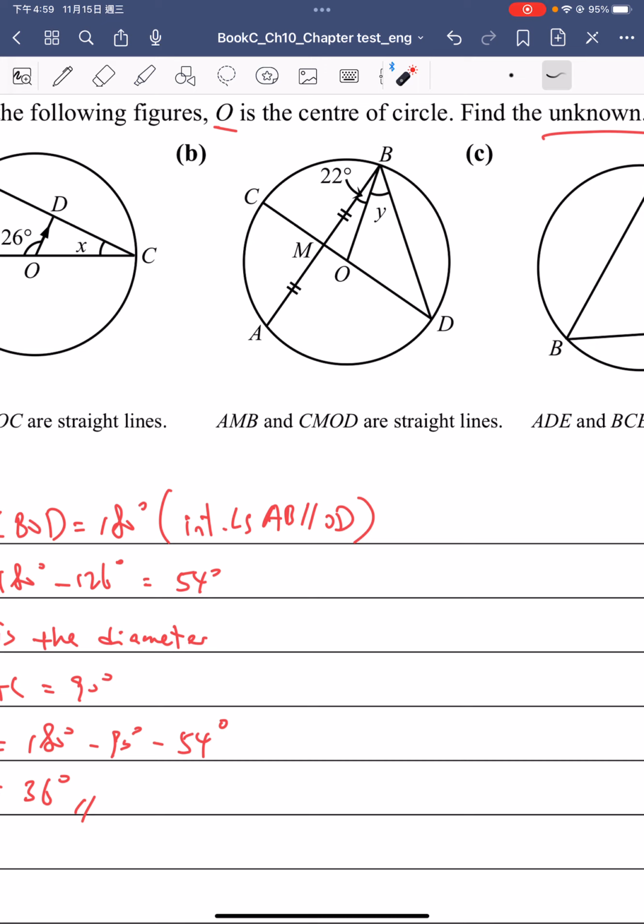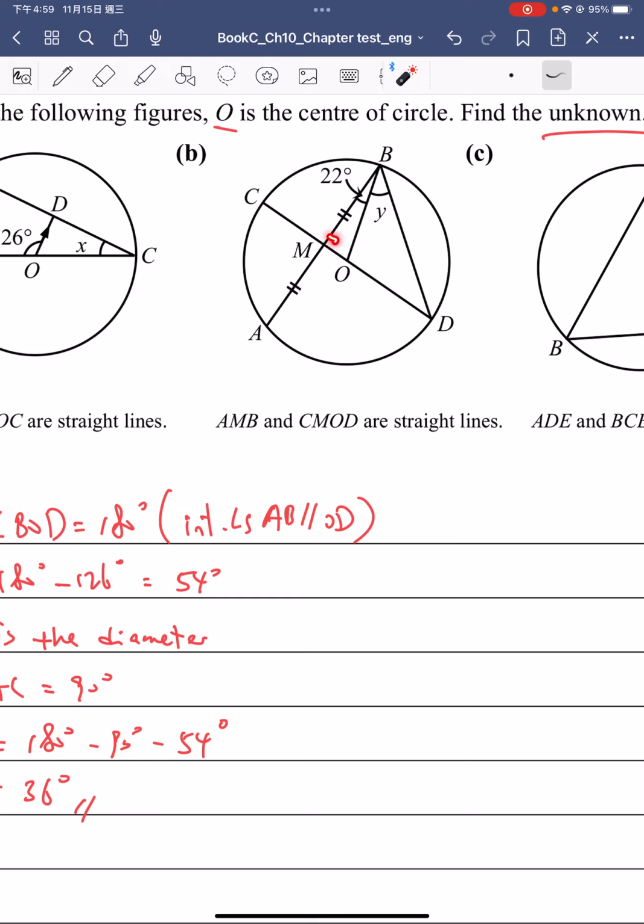Because if we have two lines bisected, then we can say these two lines are actually perpendicular. So first of all, as OB and OD are the radius, this is equal to y, isn't it? And then is there anything else we can do? Because this is y, how about this angle? This angle is going to be the exterior angle, isn't it?